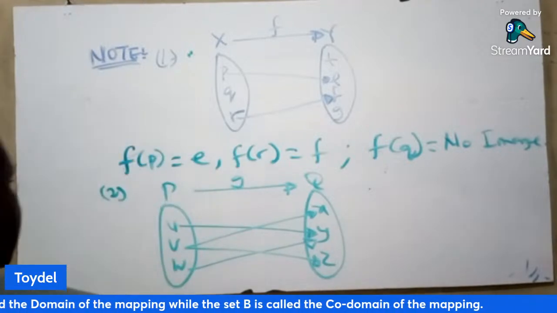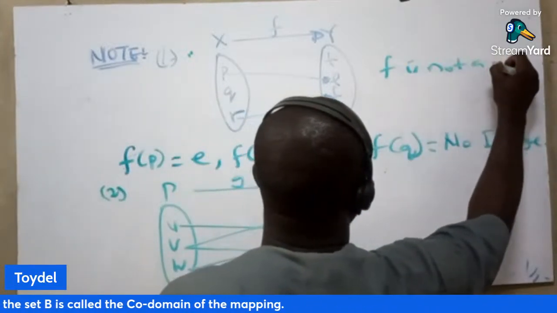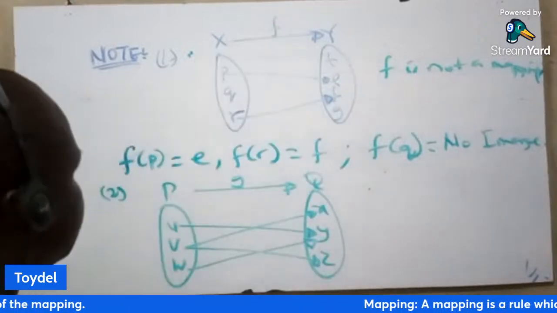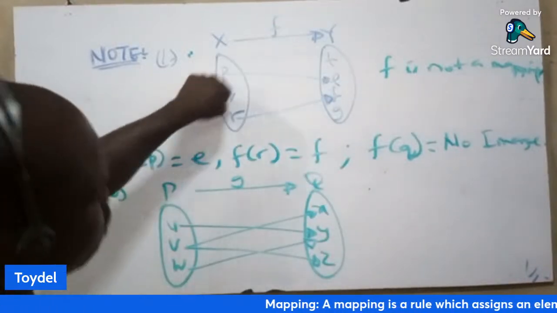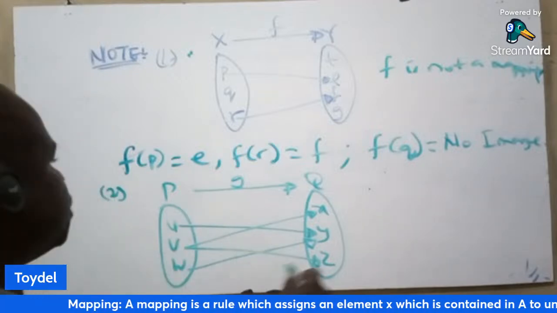So what can we say about this relation G? Here, F is not a mapping. So this rule here does not hold because one of the elements of the domain does not have an image in the codomain. In this case also, what can we say about G?